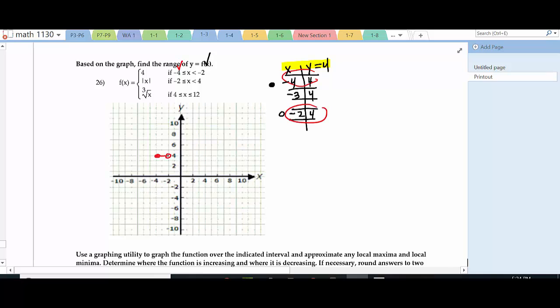So from -4 to -2, you have a horizontal line. Okay? All right? Now let's move to the next one.